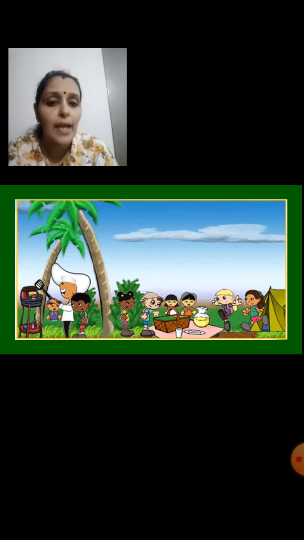Look at the picture carefully. What are the things in the picture? There are trees, there are plants, there are grasses, there are children. How many children are there? Count. Who else is there in the picture? What else is there? There's a mat, there's a basket. Yes, what else is there? A jug is there, plates, glasses.